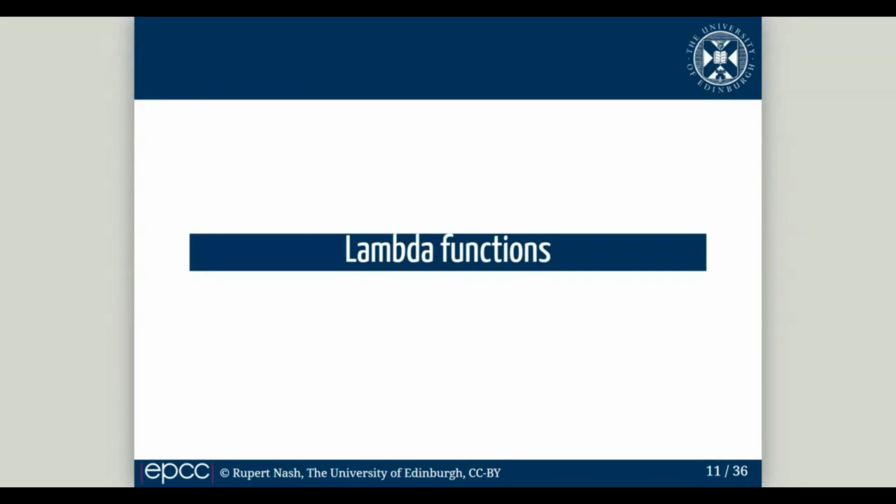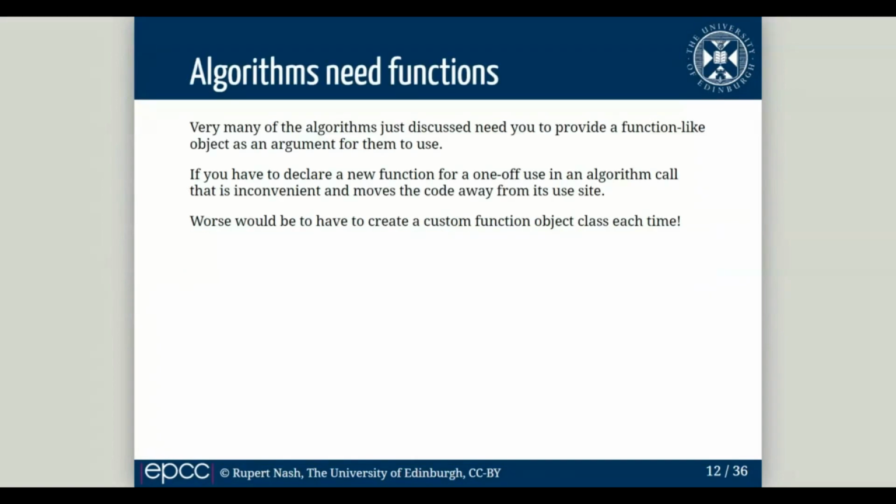Okay. Now, these algorithms allow you to iterate through and apply operations to a given container, but you may also want to customize those operations yourself. So algorithms need functions. You need to provide some function-like object as an argument. You define an argument to the algorithm in order to use them.